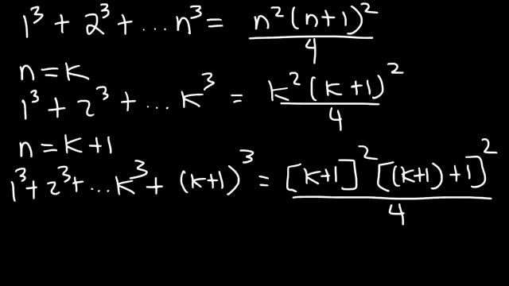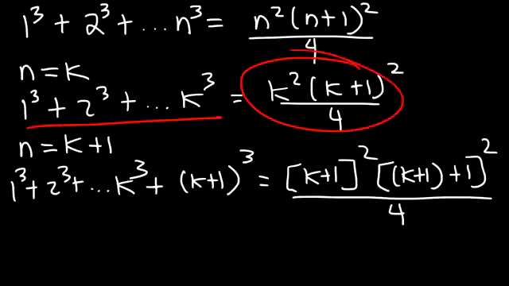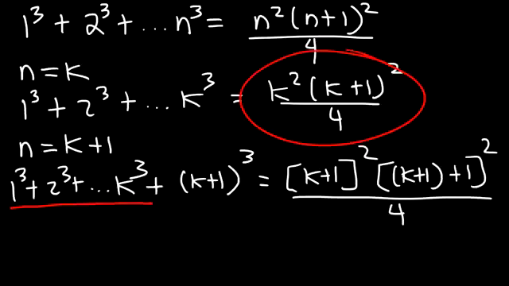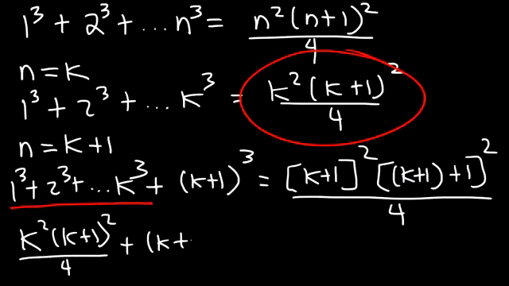Now what do you think we need to do next at this point? Now recall that this side is equal to that side. So therefore we need to replace everything up to k to the third with this expression. So we're going to have k squared times k plus 1 squared over 4 plus k plus 1 to the third power, and that's going to equal what we have on the right side.